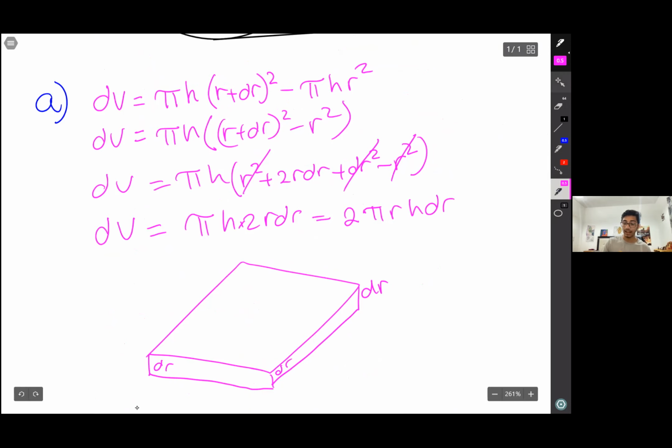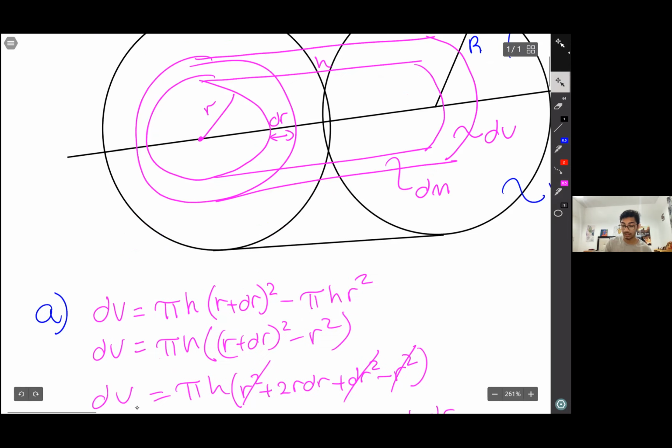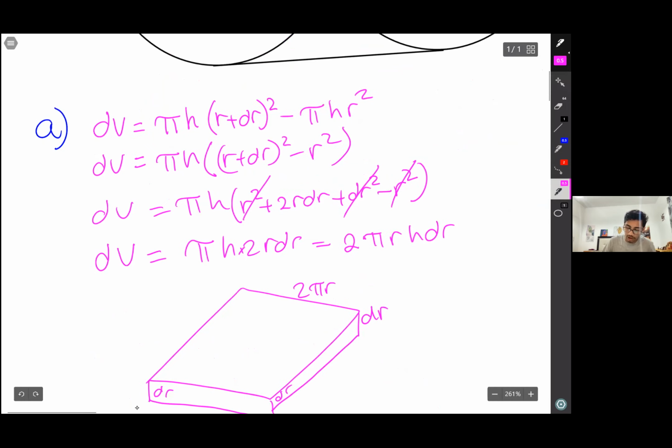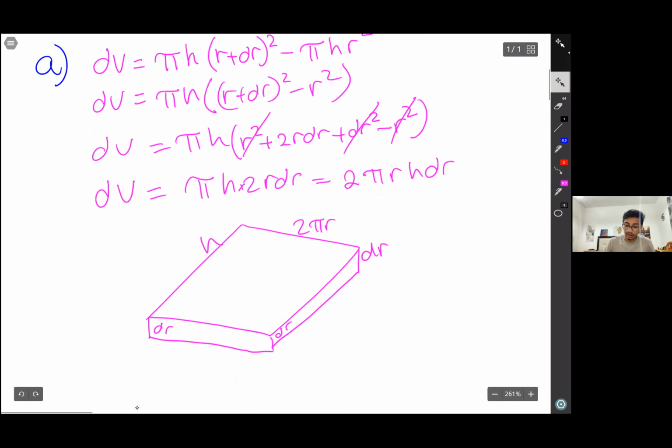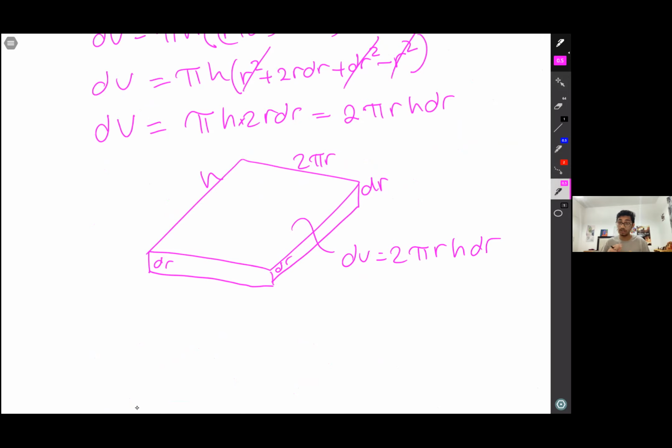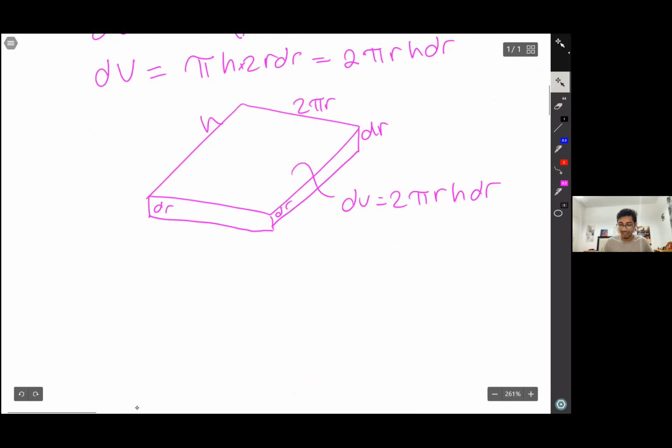And now the sides. The first side is going to be h. The second side is going to be the circumference of the smaller circle, which is just 2 pi r. So volume is basically 2 pi r times h times dr, or my dV is going to equal 2 pi r h dr, as seen over here. We both get the same answers. If you can understand both, that's great. If you can understand one of them, that's also great. But if you understand none of them, that's not great.